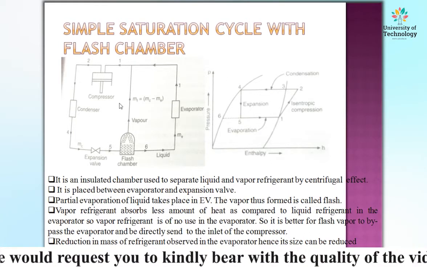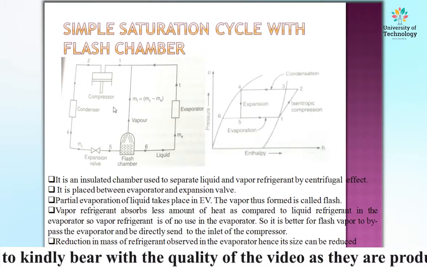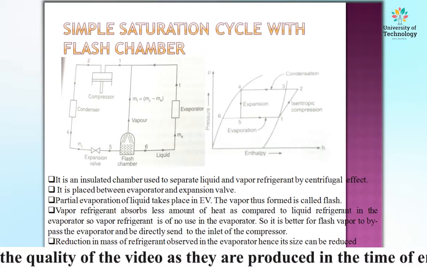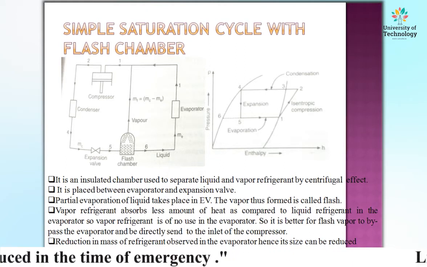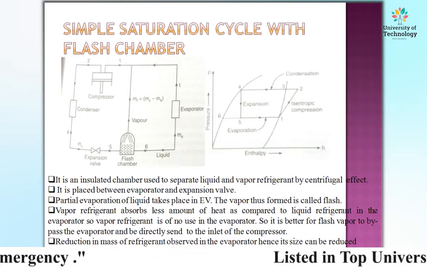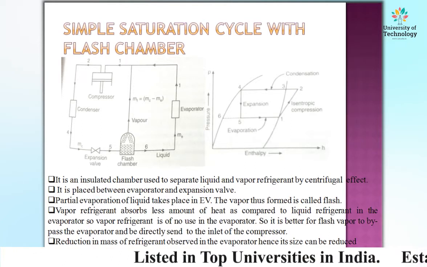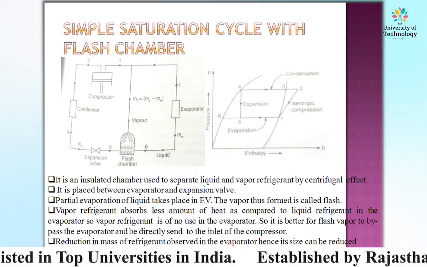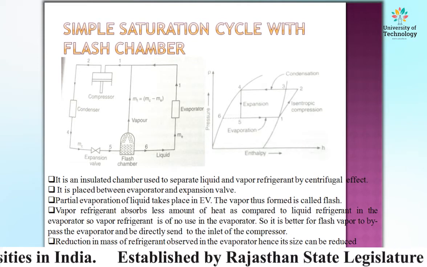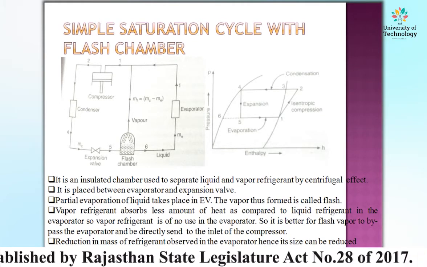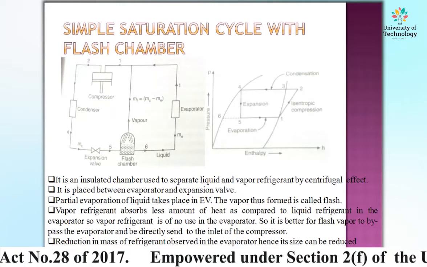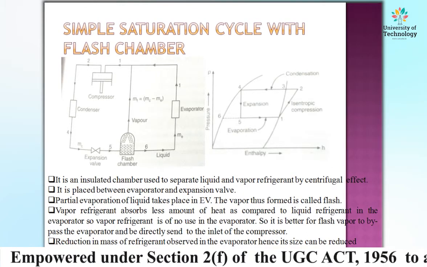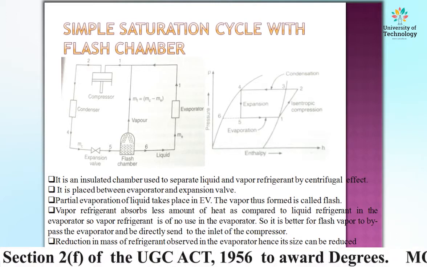Number 1, we require a compressor. Number 2, condenser. Number 3, expansion valve. Number 4, flash chamber. And last one, evaporator. So as compared to the simple vapor compression refrigeration cycle, we require an additional device, that is the flash chamber. Why do we require this flash chamber?